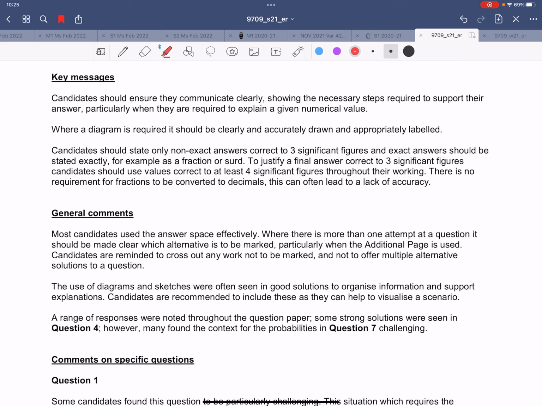Candidates should ensure that they communicate clearly, showing the necessary steps required to support the answer, particularly when they are required to explain a given numerical value. Where diagrams are required, they should be clearly and accurately drawn and appropriately labeled.